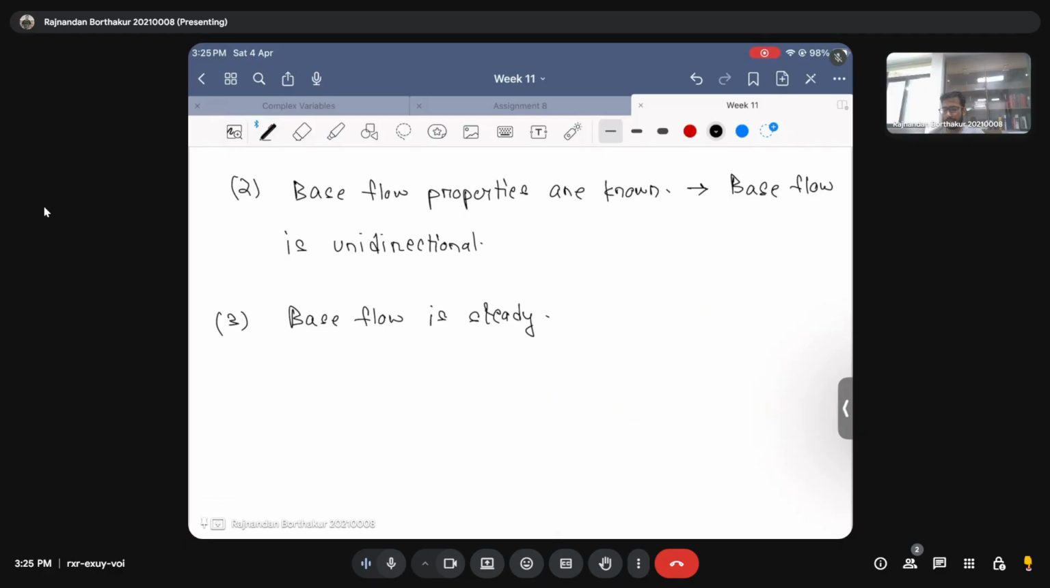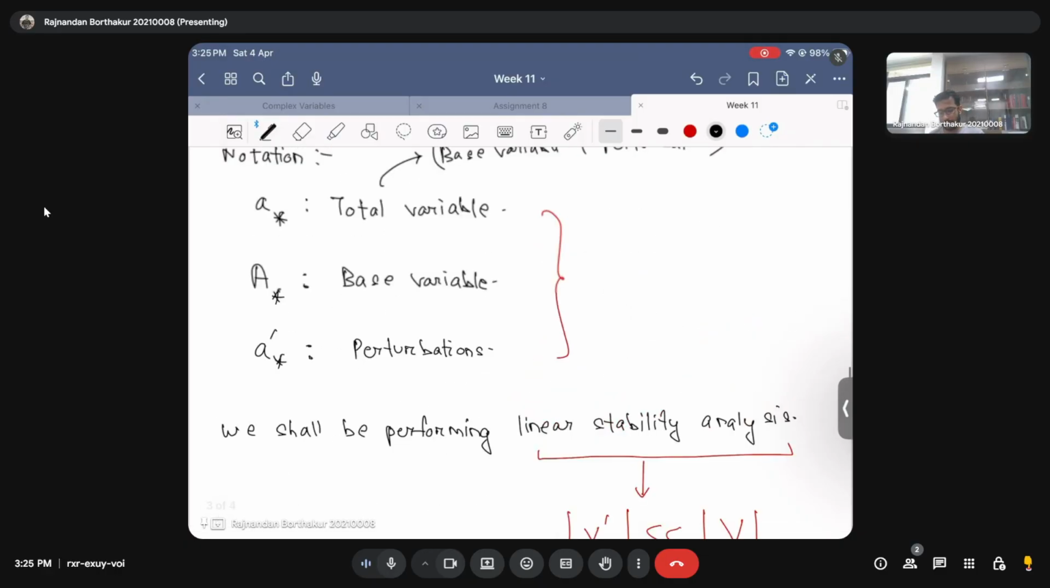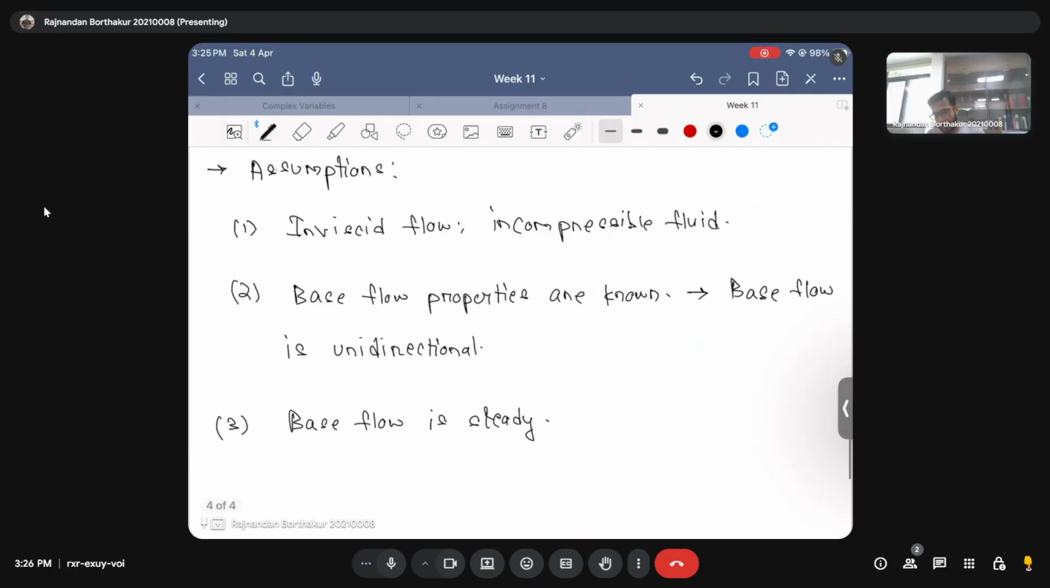Which is the case that we are trying to see in this picture, for instance this u of z. If this is the base flow, you can see that it is unidirectional from the profile, and also that u is just a function of z, which means it is not a function of x, not a function of y, and also not a function of time, which means that the base flow is also steady. Okay, all right, so then let's get started.